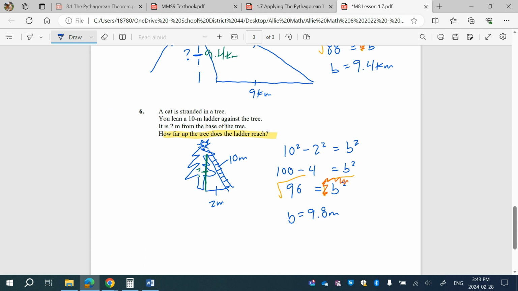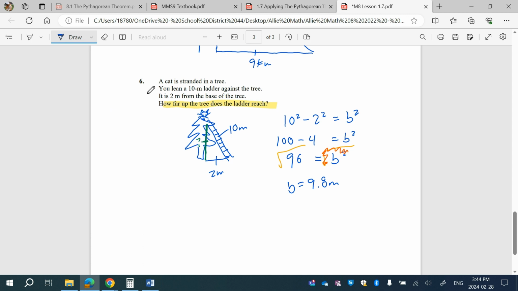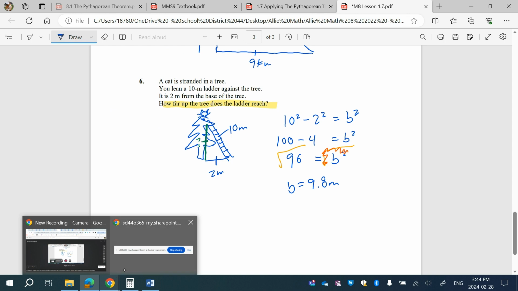Yeah, it's less than the length of our ladder. It's not that much less because you don't really want the ladder super far from the base of the tree or else it wouldn't be stable. So there you go. Read the question, have another read over it, draw a beautiful picture like I have, and I'll tell you what textbook questions I want you to do.